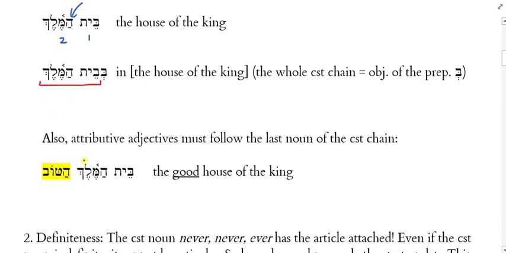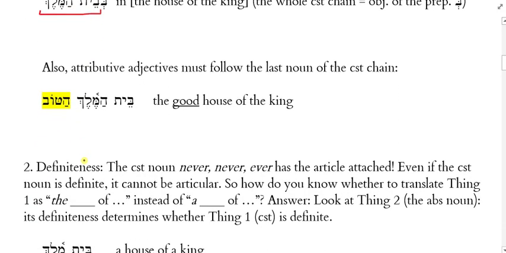Now, attributive adjectives. What did you learn about attributive adjectives? Where do they have to go in relation to the noun that they modify? They always go after. So if I have an attributive adjective and I want to modify something in the construct chain, I have to wait until the construct chain is done before I can add my attributive adjective. So take a look at this expression. Beit HaMelech HaTov.